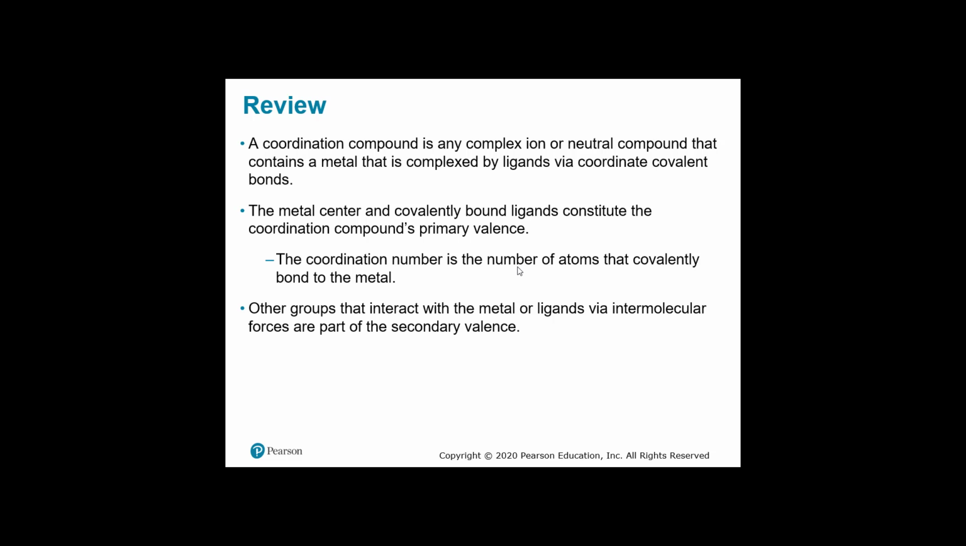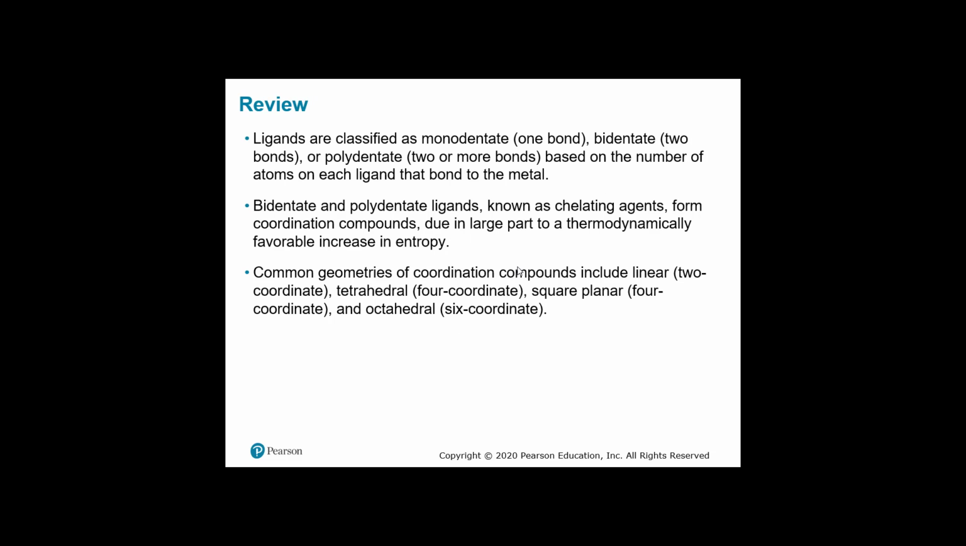So a coordination compound is any complex ion or neutral compound that contains a metal that is complexed by ligands via a coordinate covalent bond. That means the ligands are donating the electrons. The metal center and covalently bonded ligands constitute the coordination number that has a primary and a secondary. The primary coordination number is the number of atoms that covalently bond to the metal itself. Other groups that interact with the metal or ligands via intermolecular forces are part of the secondary.